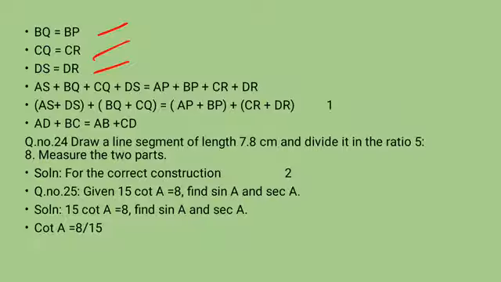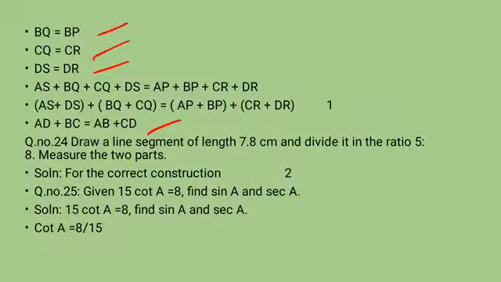By combining, AS plus DS will give AD, BQ plus CQ will give BC, AP plus BP will give AB, CR plus DR will give us CD. Hence proved.